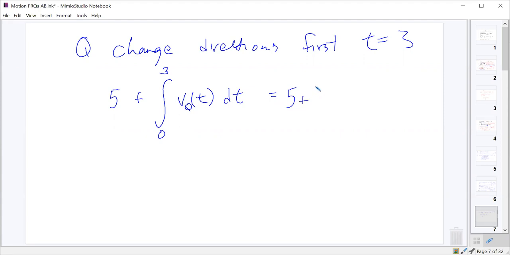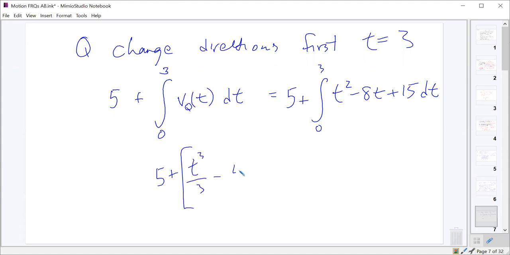So we have 5 plus the integral from 0 to 3 of t squared minus 8t plus 15 dt. This time you got to do it by hand because you don't have a calculator, and that's fine because it's a fairly easy integral, right? t cubed over 3 minus 4t squared plus 15t from 0 to 3.